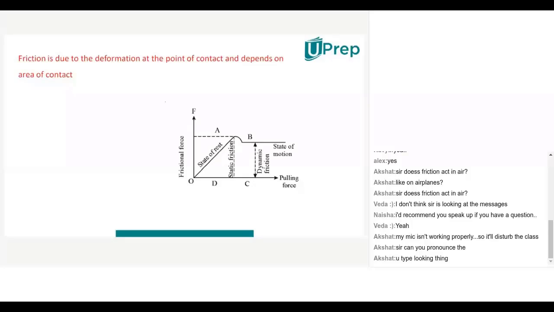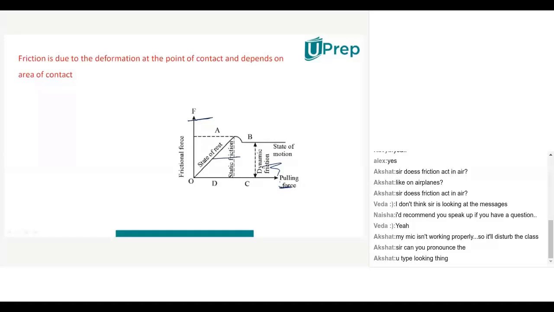You can understand that by this graph, and on your screen one graph is there. Observe carefully, all of you. Now on the x-axis what we took is pulling force. That means whatever force you apply externally, we took on the x-axis, and the frictional force which is acting between the two surfaces, we took on the y-axis. Observe this graph carefully. X-axis pulling force, y-axis frictional force.